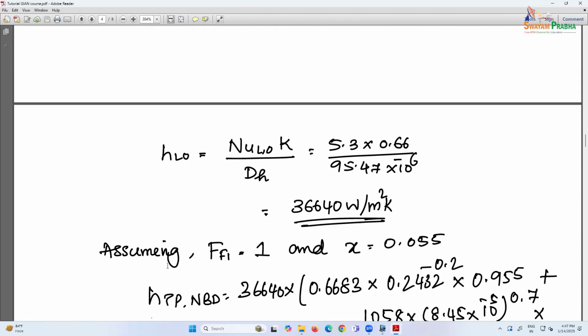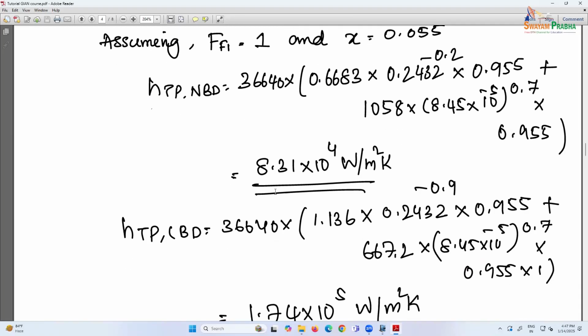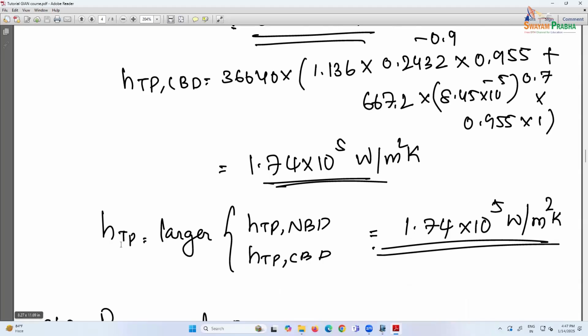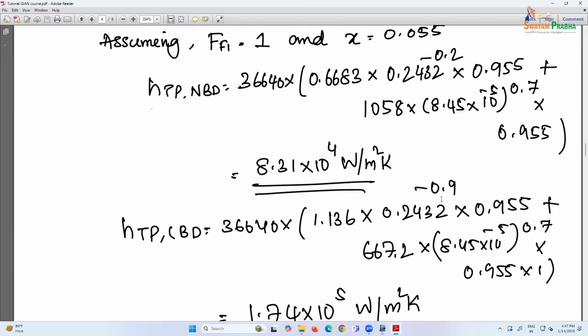So, if you do that, here you are getting for the nucleate boiling, it is H is 8.3 into 10 power 4 watt per meter square Kelvin for the nucleate boiling. For the convection boiling, it is coming 1.7 into 10 power 5. So, the larger value is 1.74. So, that will be the heat transfer coefficient for the flow boiling. So, this is basically how it is usually estimated. You estimate both nucleate boiling, convective boiling, and take the larger value, because these correlations have both contributions anyway.